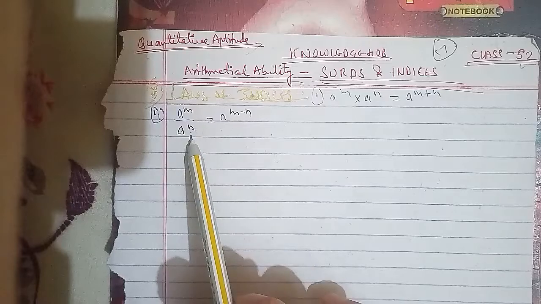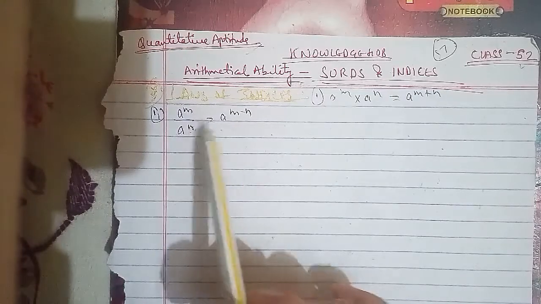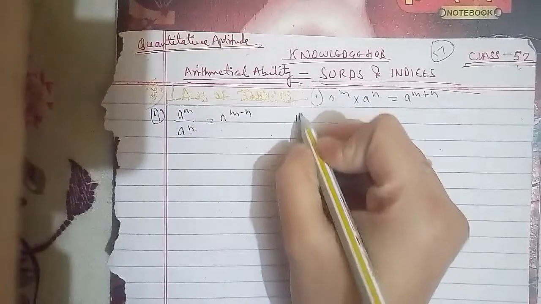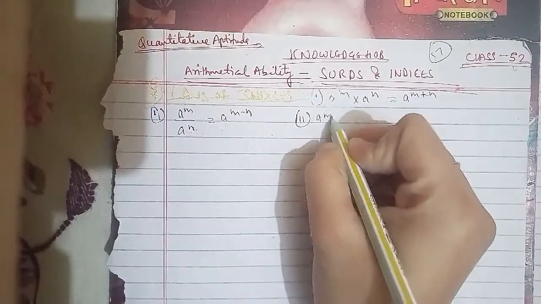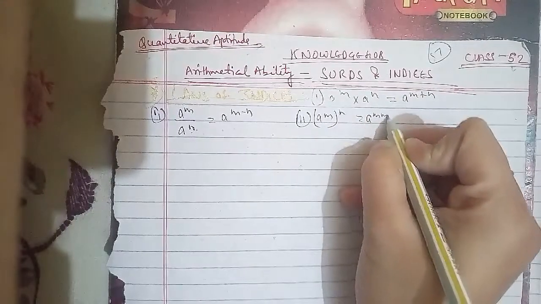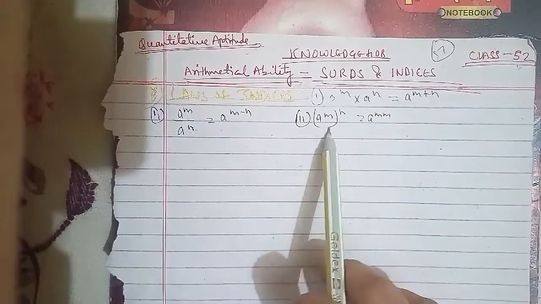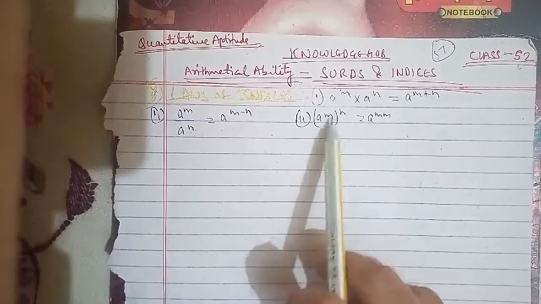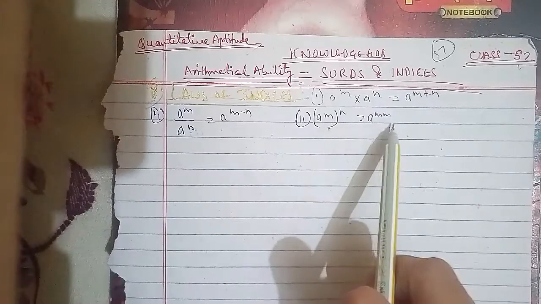The third one we talk about is a power m whole power n, which equals a power m n. So when you have a power m and whole power n, then you multiply both the powers and write it with the same base, a power m n here. Next we'll go ahead to the fourth law of indices.